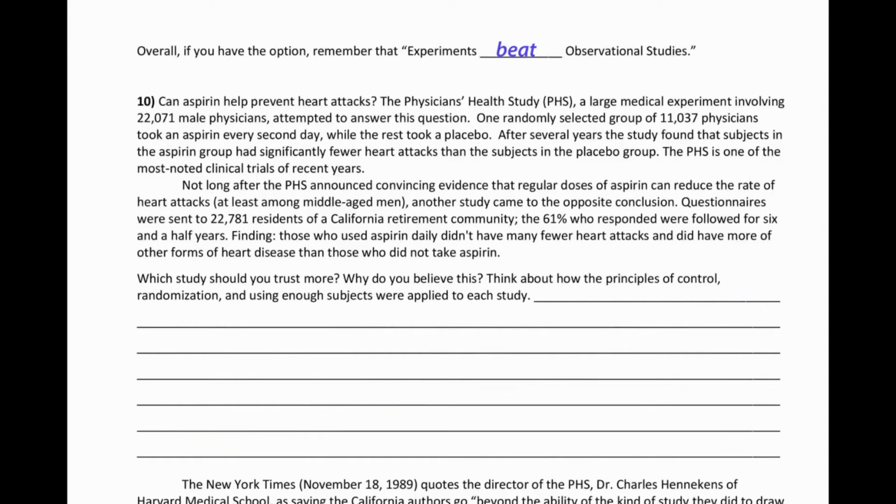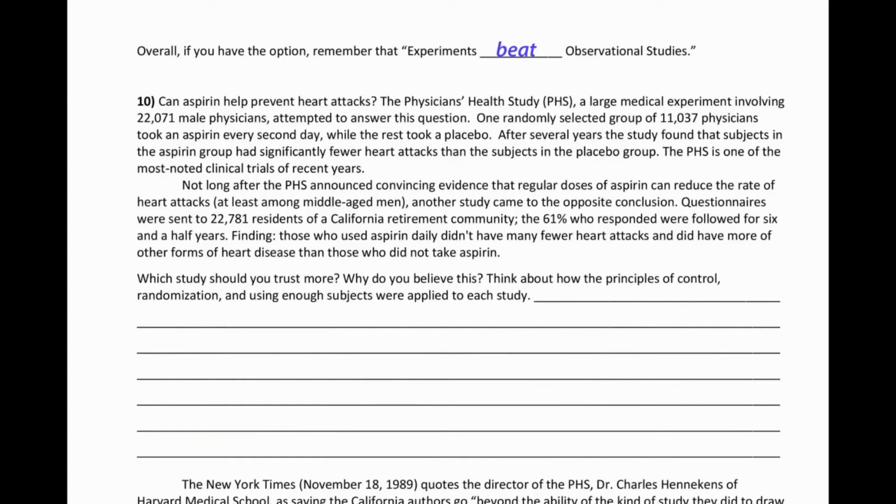One randomly selected group of 11,037 physicians took an aspirin every other day. The rest took a placebo. After several years, the study found that subjects in the aspirin group had significantly fewer heart attacks than the subjects in the placebo group. The PHS is actually one of the most noted clinical trials of recent history. This has informed a lot of doctors' decisions when talking to patients.